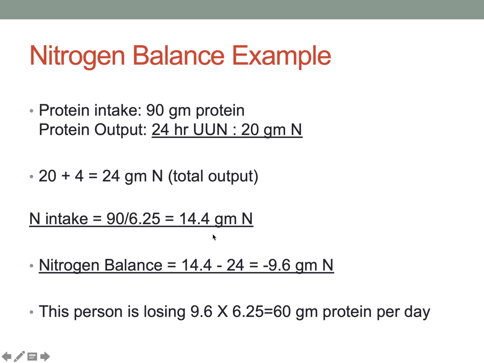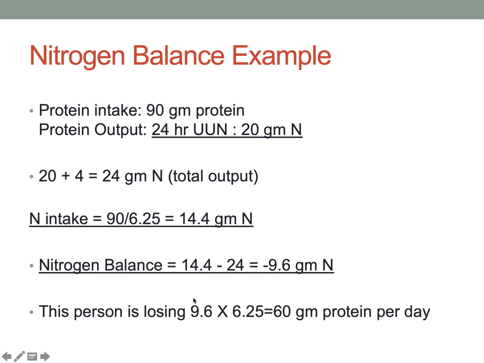So now we take the grams of nitrogen that we're taking in and we subtract it from the nitrogen that we are putting out. So that's 14.4 minus 24, and our nitrogen balance, we're in a negative balance. So that's a negative 9.6 grams of nitrogen. And this is, again, all over 24 hours. So this is how much we've lost, this is our negative balance over 24 hours. So this person is losing 9.6 times 6.25, which is 60 grams of protein per day.